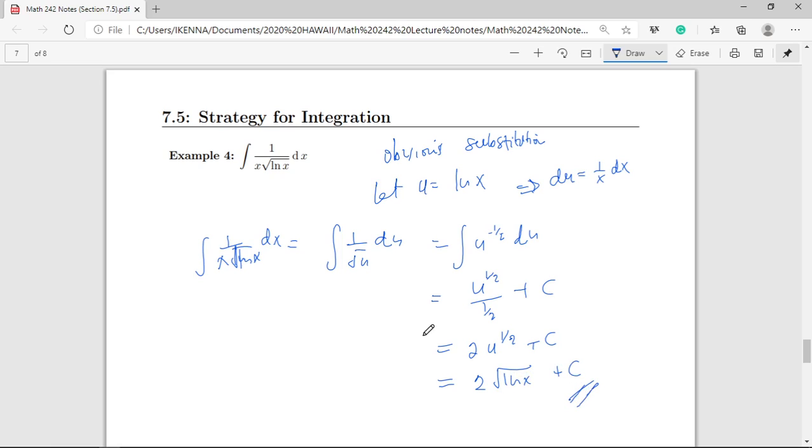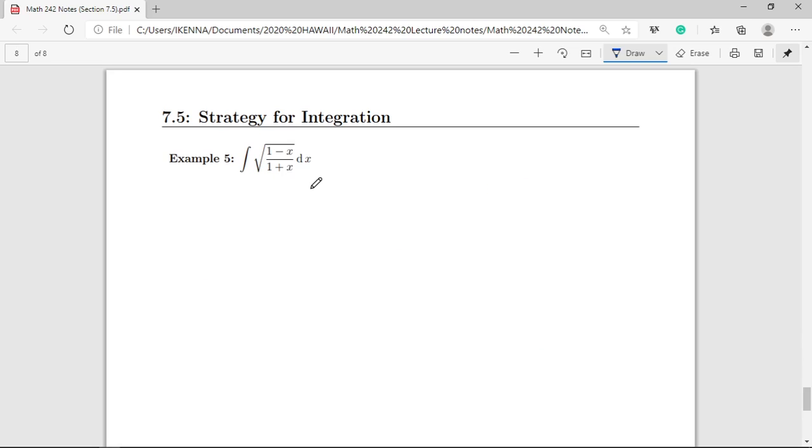The substitution here is very obvious and it's just for you to spot it. So the strategy here is to spot the obvious substitution and then integrate. Let's look at one more example. Now, if you look at this, it doesn't really look very cool.